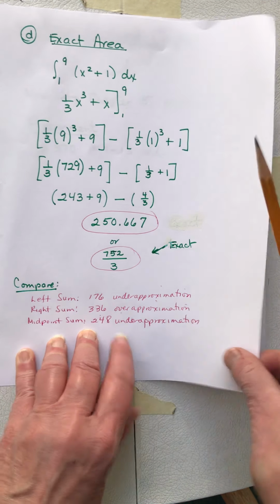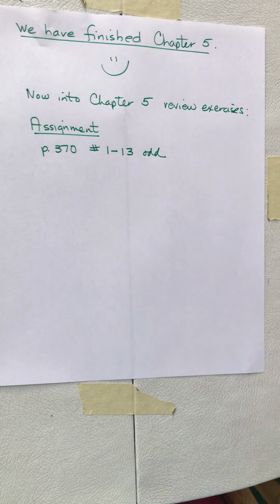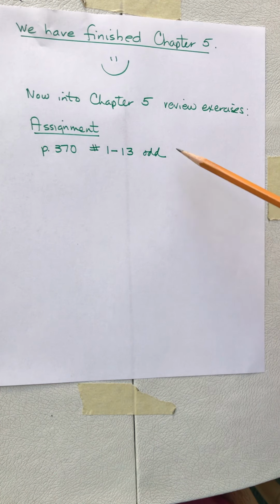Let's see what we've got now. Oh, we finished chapter 5. Yay! So now I have a few review exercises on page 370, numbers 1 to 13 odd. You might have to look at some old homeworks or go back and look at a video if you forget how to do those problems.